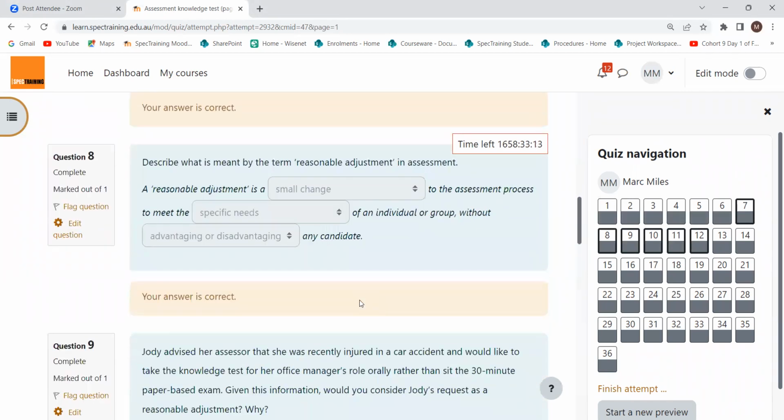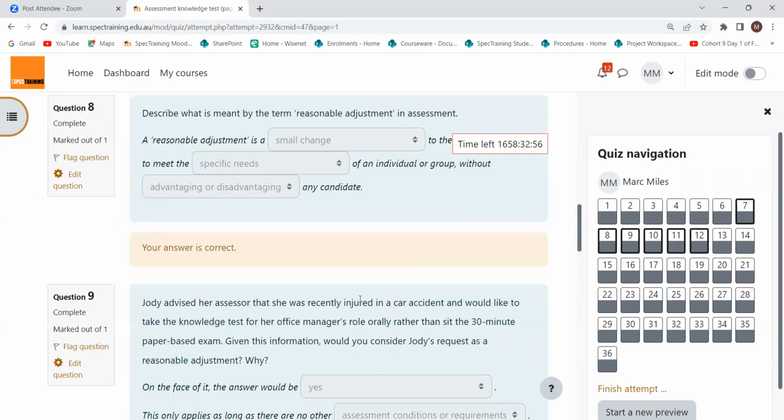Okay. Question 8, it says, describe what is meant by the term reasonable adjustment in assessment. A reasonable adjustment is a small change to the assessment process to meet the specific needs of an individual or group without advantaging or disadvantaging any candidate. Great answer there. Check that one out.